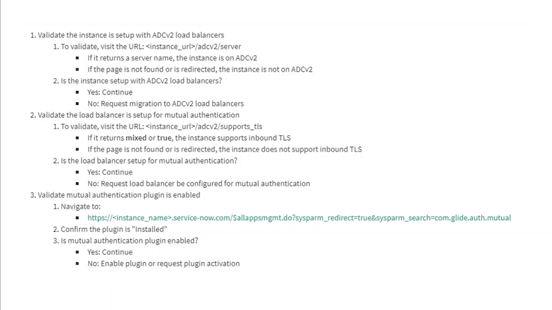Before installing the certificate chain into the load balancer, we need to validate three things. We need to ensure that the instance is set up with the correct load balancer. We need to validate that the load balancer is set up for mutual authentication. And we need to validate that the mutual authentication plugin is enabled.